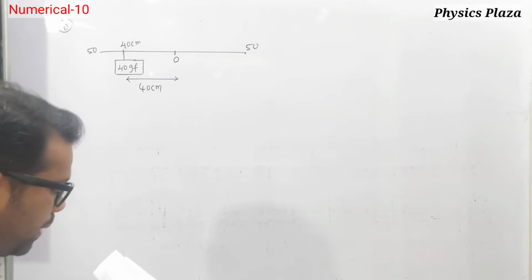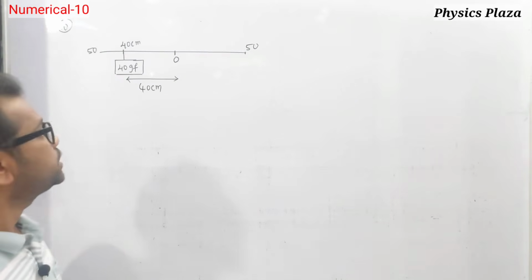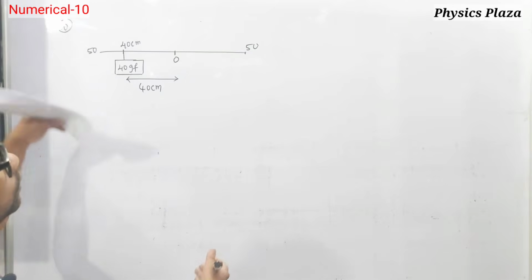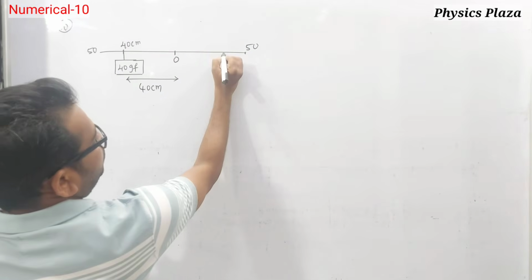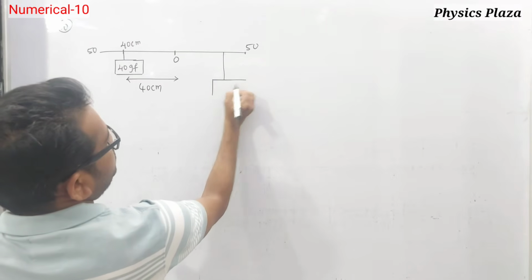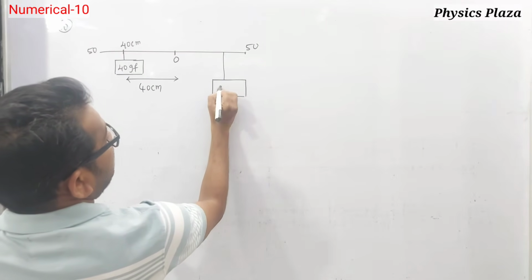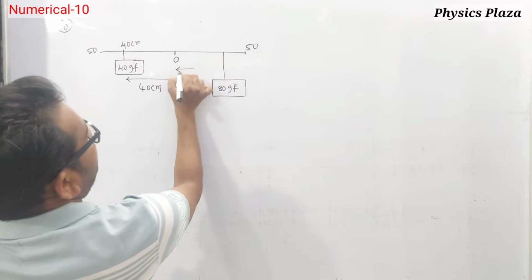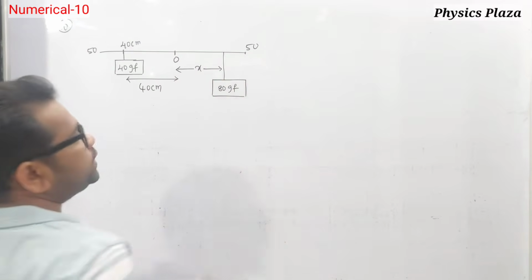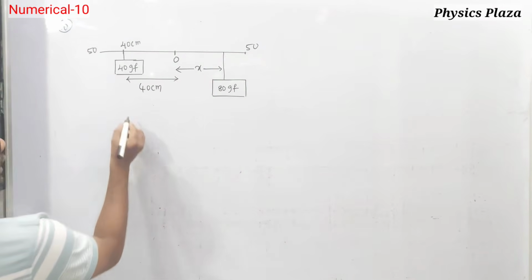Next, how can you balance the bar with a weight of 80 gram force? Obviously it is not balanced now. It will try to rotate in the anti-clockwise direction. Now we need to put that weight of 80 gram force on the right side, but they are asking where it is to be placed. Let us say it is x, to be calculated. So let us write the data given, children.